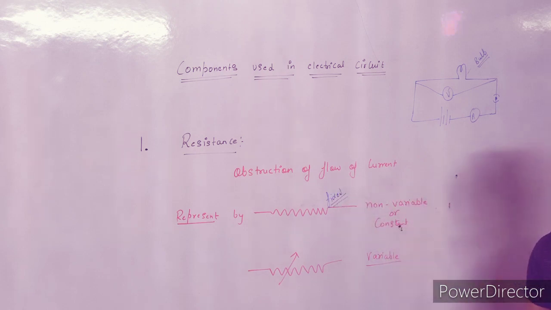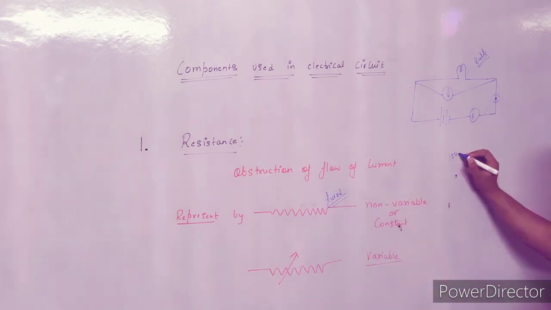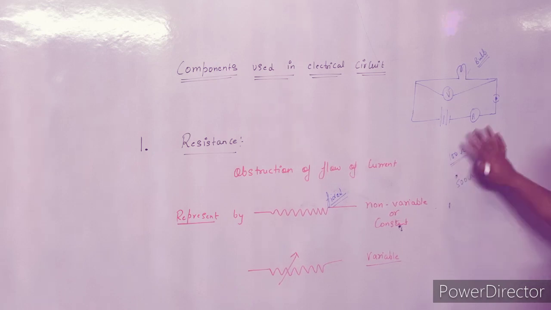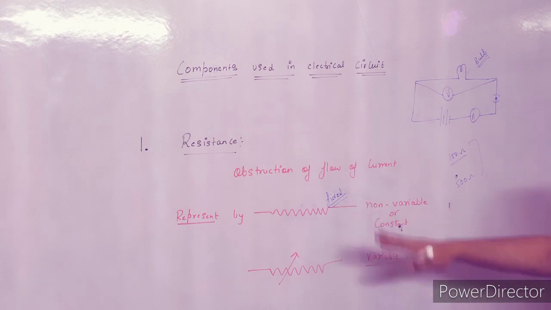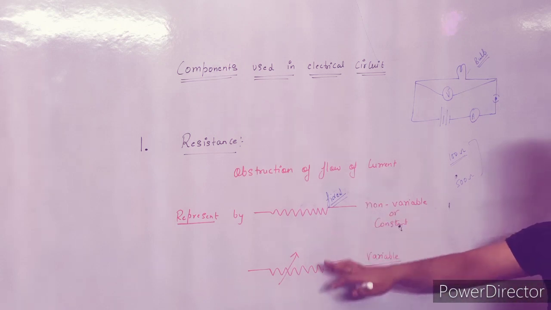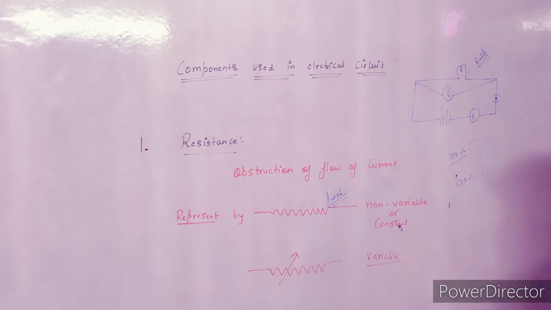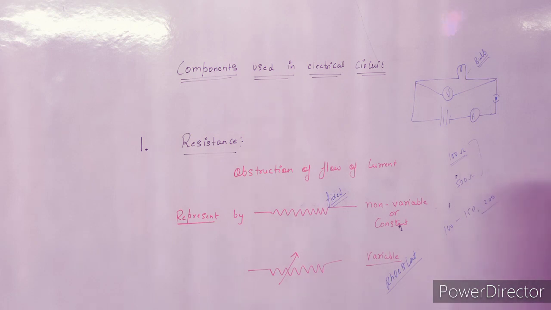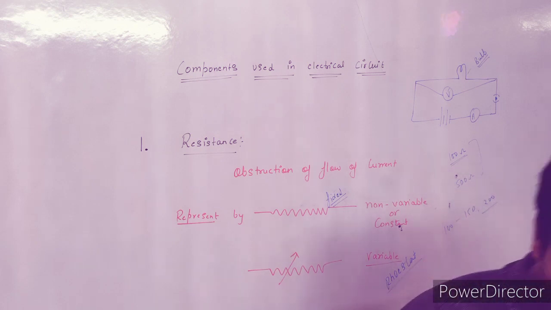This is the symbol used to represent resistance, and that is non-variable, that is fixed. When the amount of resistance is fixed, for example 100 ohm or 500 ohm, a specific fixed amount of resistance is used, then it is represented by this symbol. When we can vary it, for example change 100 to 150, 200, that is variable resistance. It is also known as a rheostat. This is one of the most important topics of this chapter.